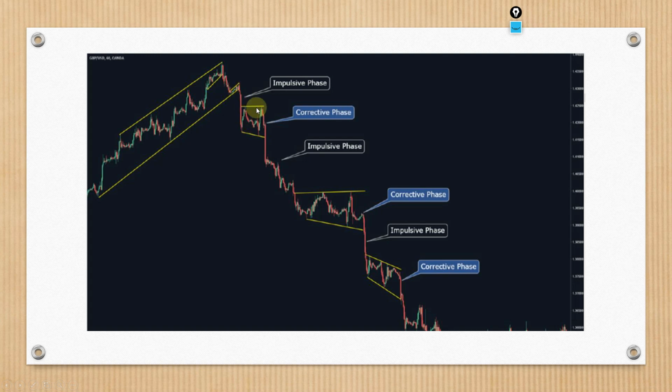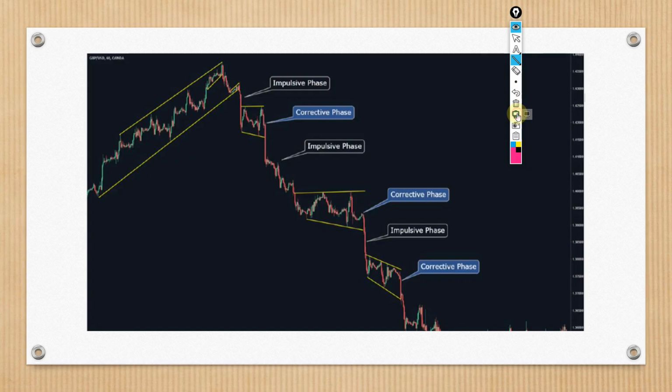Then boom, boom, boom. This was just a correction. This was just a correction. All this part was just a correction. This was just a correction. This was just a correction.